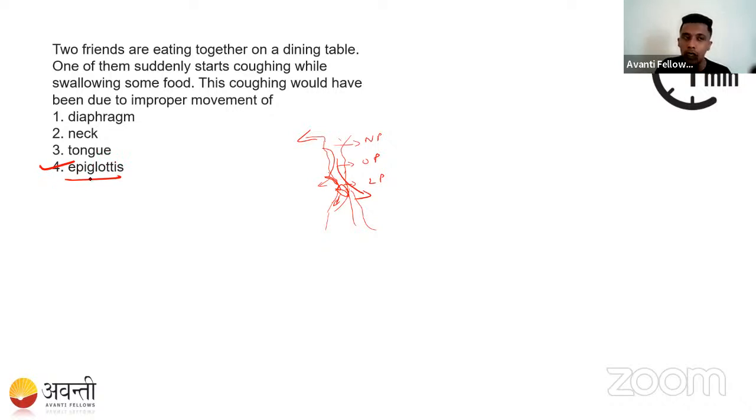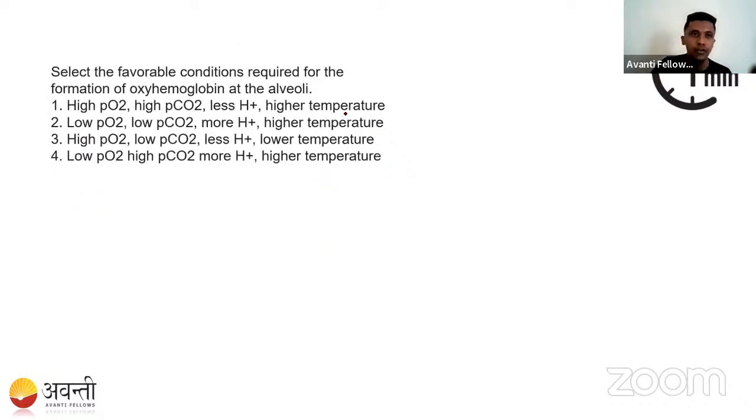So we understood what the epiglottis is. It is a cartilaginous flap-like structure which closes over the glottis, preventing the entry of food from the food pipe into the windpipe. Okay. So let's see the next question.